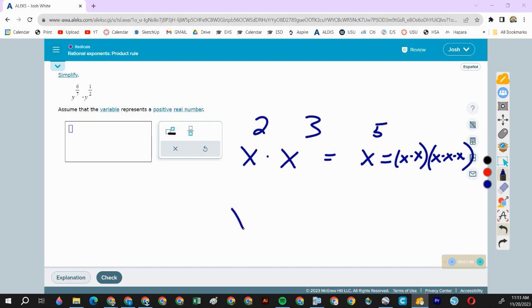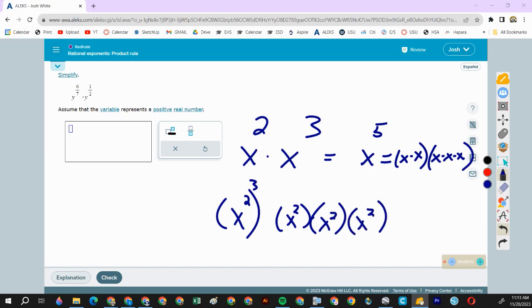What if I had x squared to the third? So what does that mean? Well, it means I have 3 of these. And now when I count up my x's, I get x to the 6th. So when the bases are equal, what do we do with the exponents? Add them. And what happens when we take an exponent and raise it to an exponent?